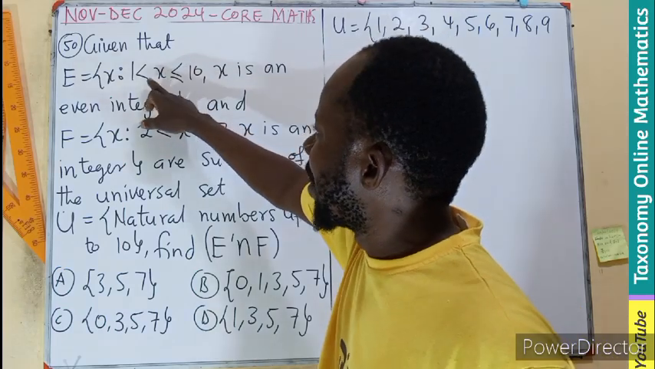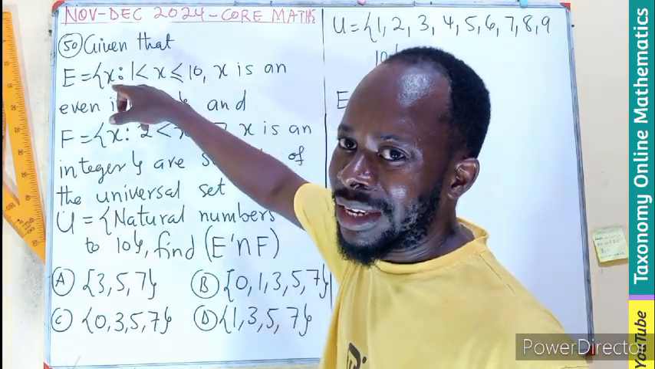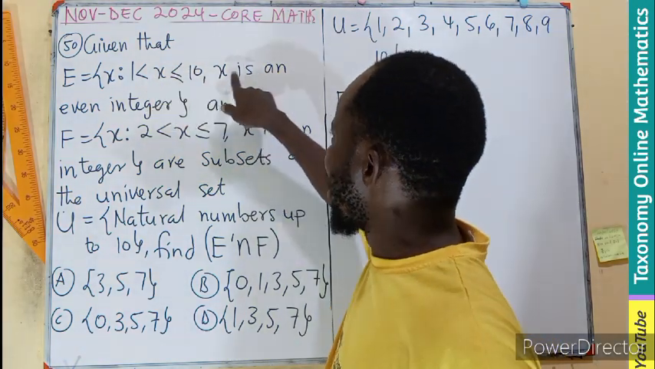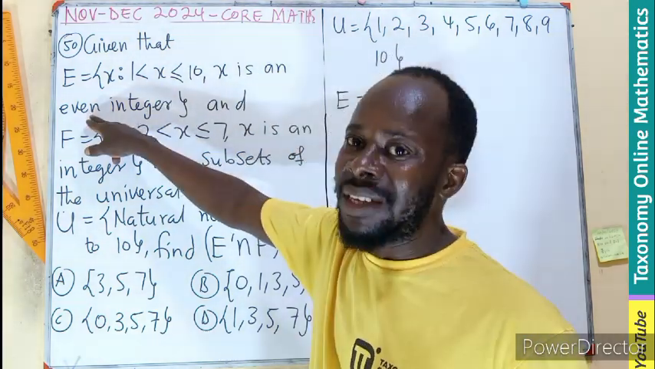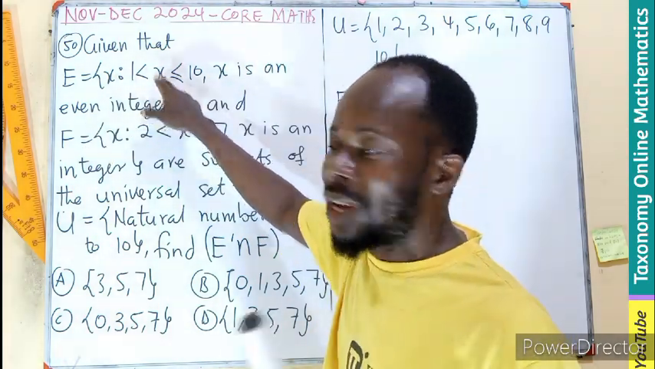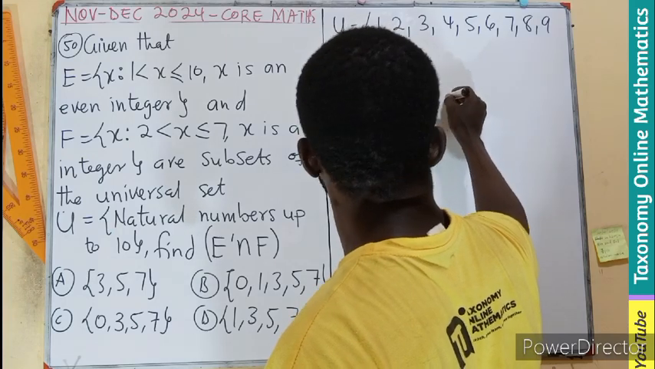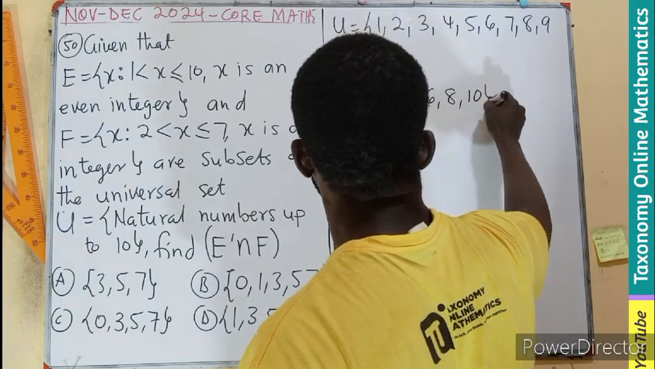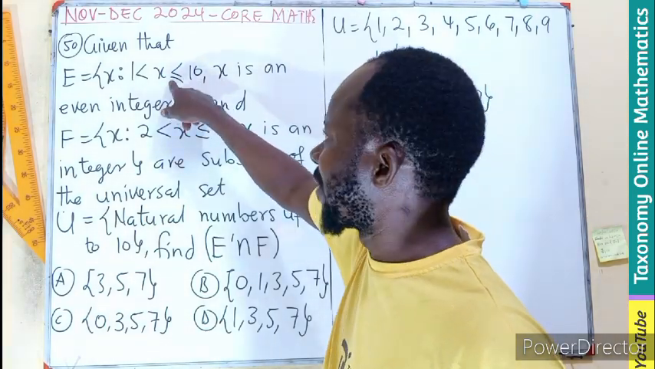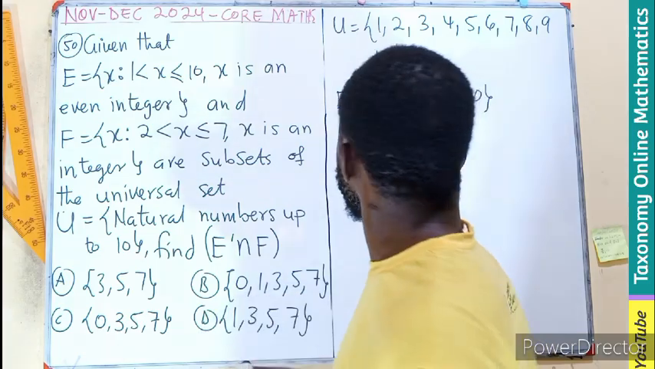Let's begin from here. 1 is less than x, meaning x is more than 1. So from 2 upward, up to this place. So x must be an even integer. So all the numbers that x is responding to must be even. So I'll take 2, 4, 6, 8, 10. 10 because 10 is inclusive. Here, this sign shows that the number here is inclusive in the set of x.